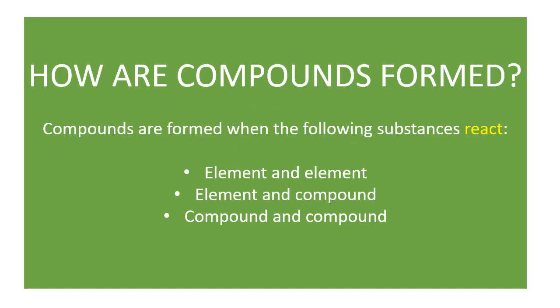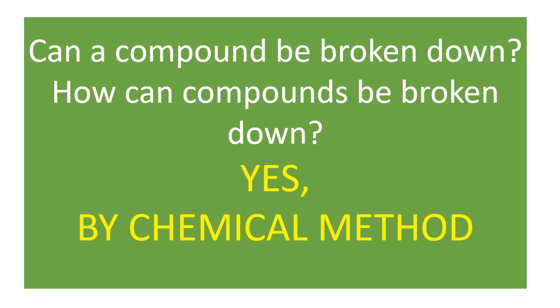How are compounds formed? Compounds can be formed when an element and an element react, element and compound react, and when compound and compound react. Our next question that we are going to answer is, can a compound be broken down? How can compounds be broken down? So the answer is yes, by chemical method.